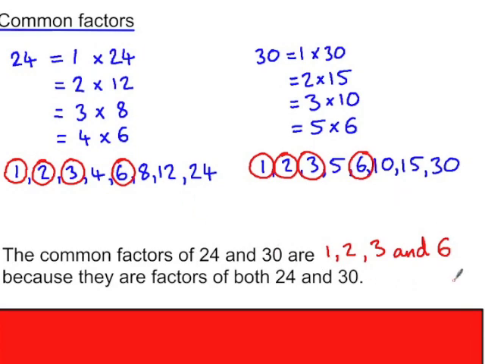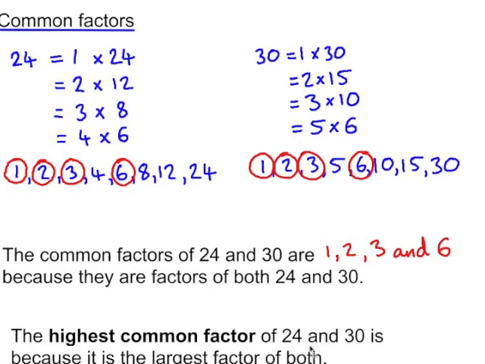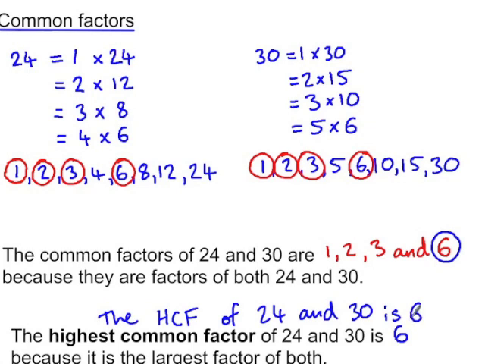But the highest common factor of 24 and 30 is the largest number in the list of common factors. So that's 6. And it's the highest common factor because it's the largest factor of both numbers. And we often abbreviate highest common factor to HCF. So we can say the HCF of 24 and 30 is 6.